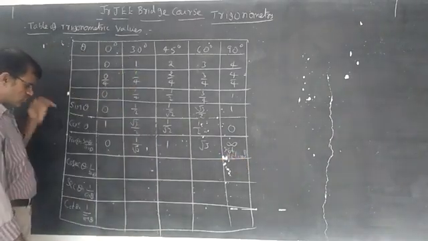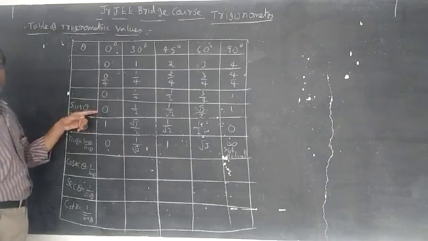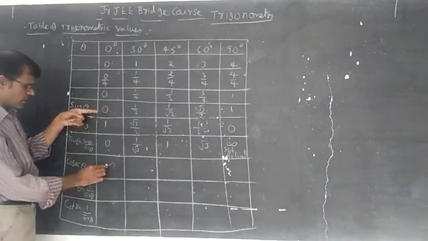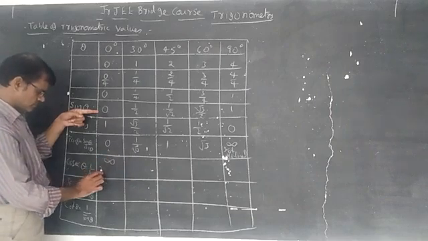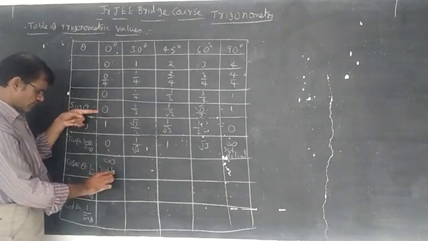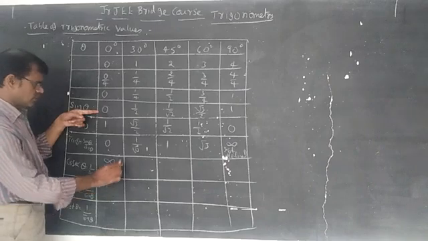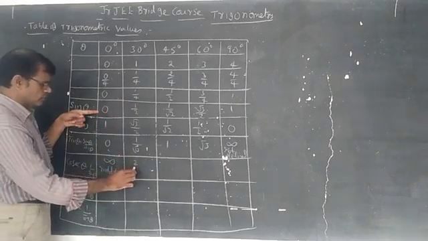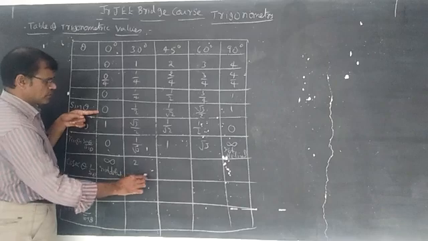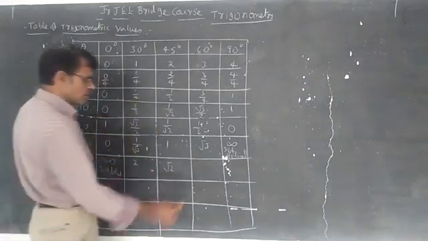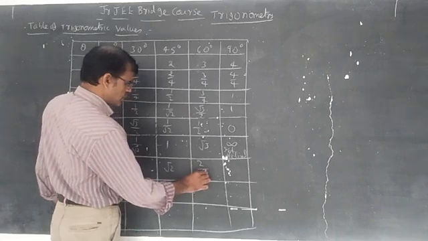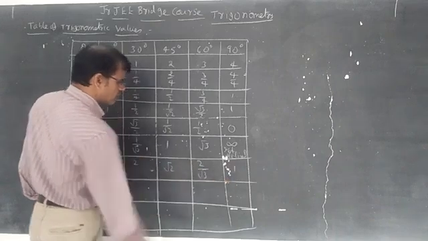Now cosecant theta means the reciprocal of sine, 1 by sin. 1 by 0 becomes infinity, that is not defined, ND. Here 1 by 1 by 2 is 2 by 1, simply you write 2. Next, here this is root 2. Reciprocal of sine, simply opposite. Here 2 by root 3, and 1 by 1 becomes 1.